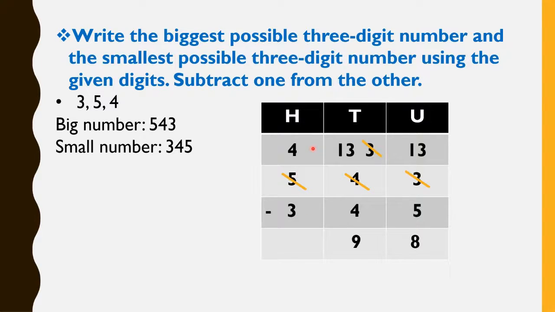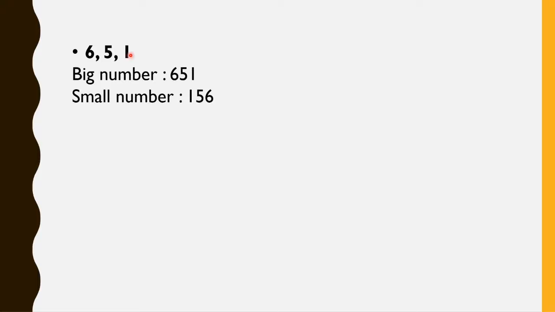Now in hundreds place, 400 minus 300. So the answer is 100. So 100, 9 tens and 8 units. 198 is the answer. Our next digits are 6, 5 and 1. The biggest number is 651 and the smallest number is 156.